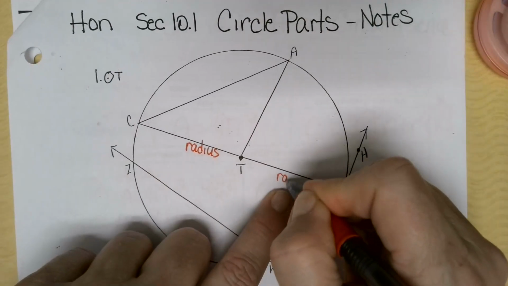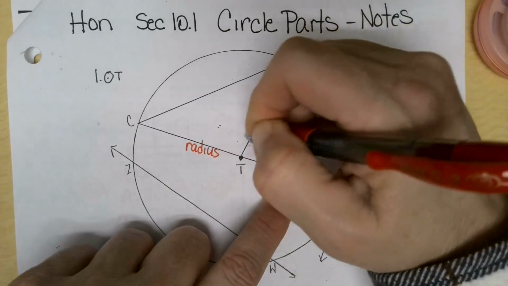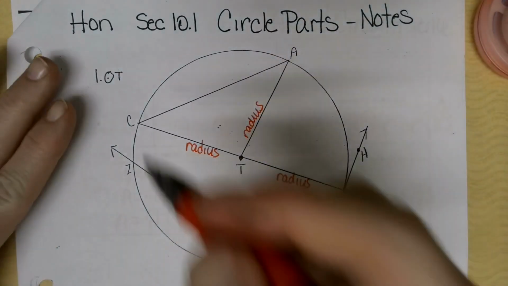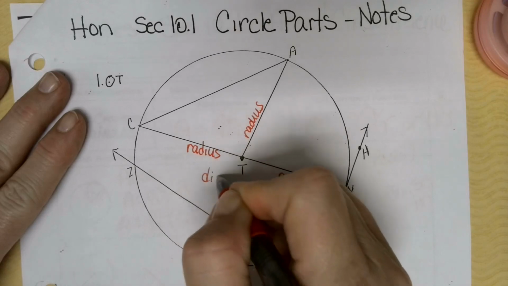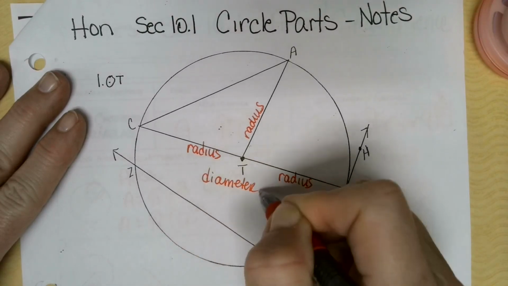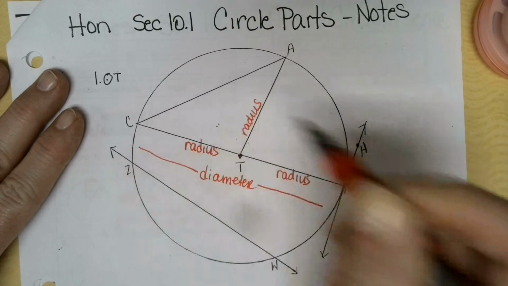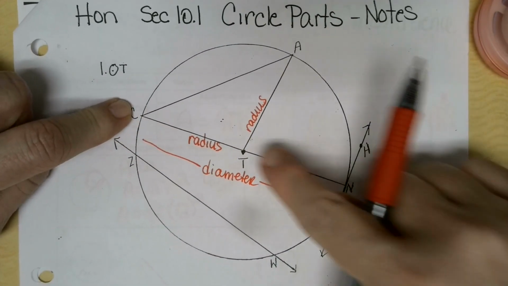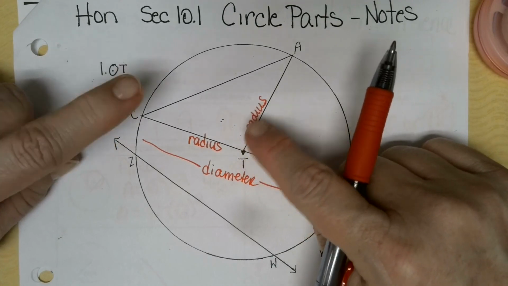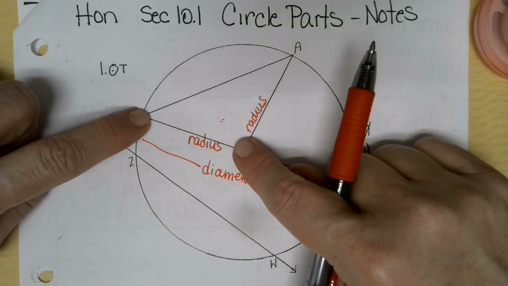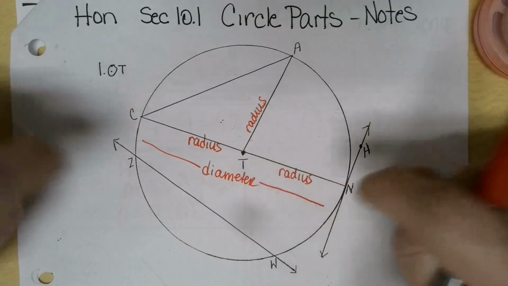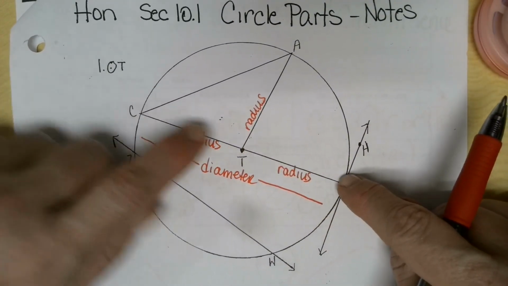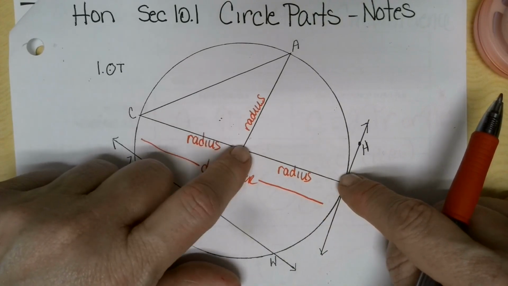This is a radius. Okay, so you know what a radius is. The diameter goes from here to here. Okay, so CN is the diameter. So the definition of a radius is a segment that has an endpoint at the center and an endpoint on the circle. A diameter is a segment that has both endpoints on the circle and goes through the center of the circle.